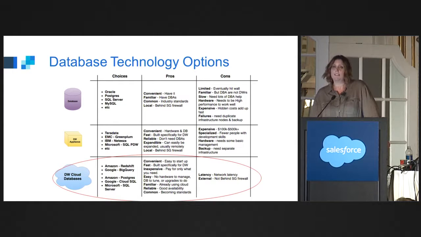Then we looked at data warehouse appliances, Teradata, Netezza. Those are convenient. They have the hardware and the database in one. They're reliable. They're built specifically for data warehousing, and they cost a lot of money. And if you remember, one of my requirements was to be cost effective, so we did not pursue this option in great detail.